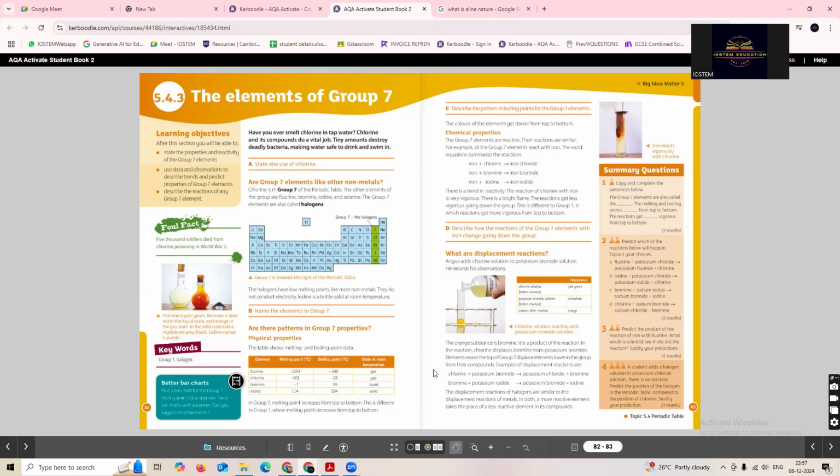So you can write, group 7 elements are very reactive. Why? Because they have 7 electrons in their outermost orbit. Because they want to make it 8, right? They have 7 electrons in their outermost orbit, so they just want to take 1 electron from anywhere.